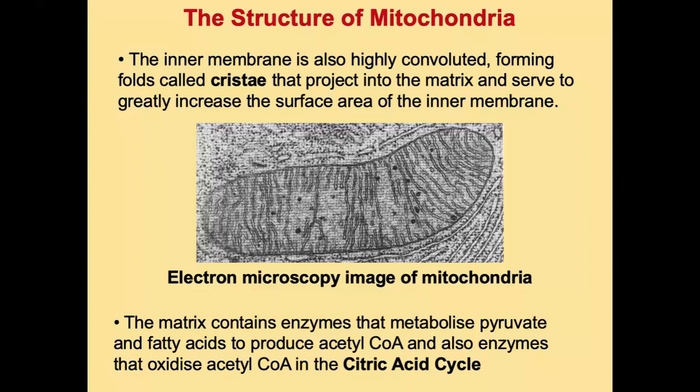The matrix contains lots of enzymes which are involved in the metabolism of pyruvate and fatty acids, which then goes into a cycle called the citric acid cycle, which produces the molecules which are required for oxidative phosphorylation, which is involved in the production of ATP.